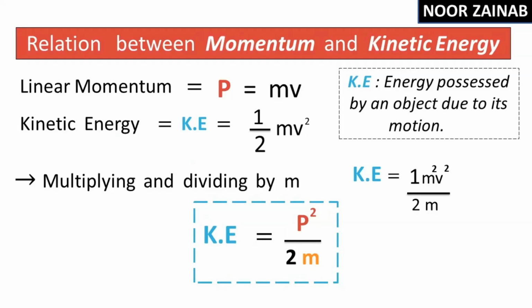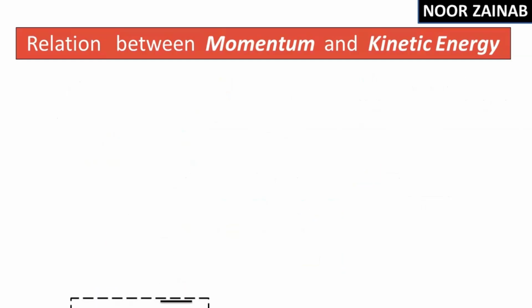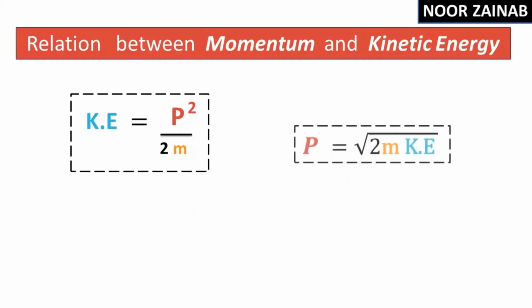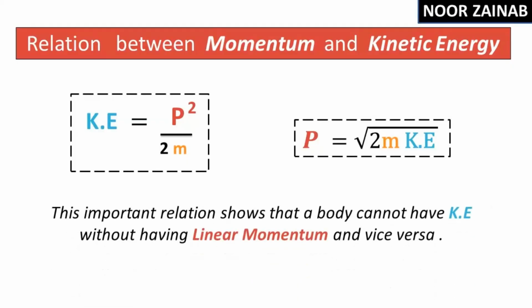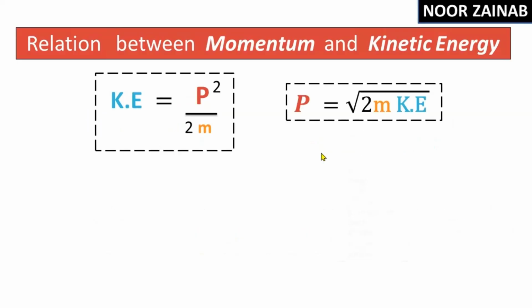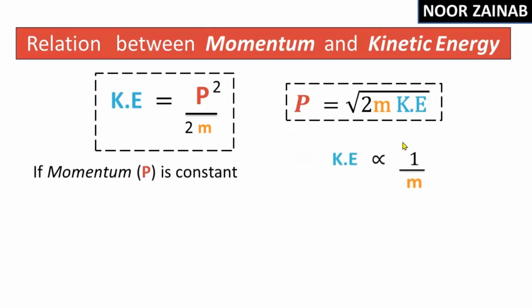If you have been provided with the value of momentum of an object, you can find the kinetic energy of the object. Here you can see two main relations between the momentum and kinetic energy. These important relations show us that a body cannot have kinetic energy without having linear momentum and vice versa. If we analyze these formulas, we can see that if the momentum of an object is constant, then kinetic energy and the mass of an object are inversely related. It means that if an object has more mass, it has lower kinetic energy.